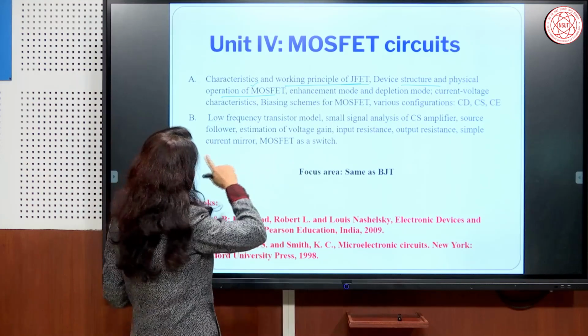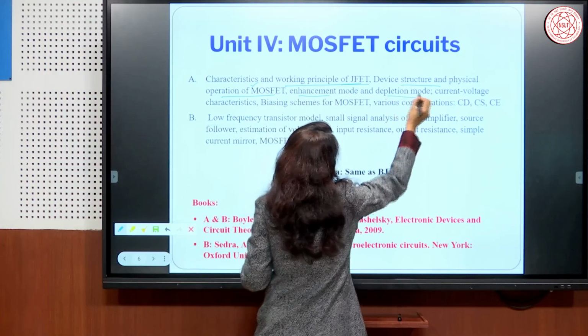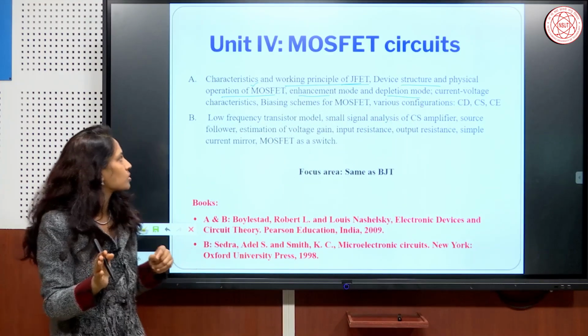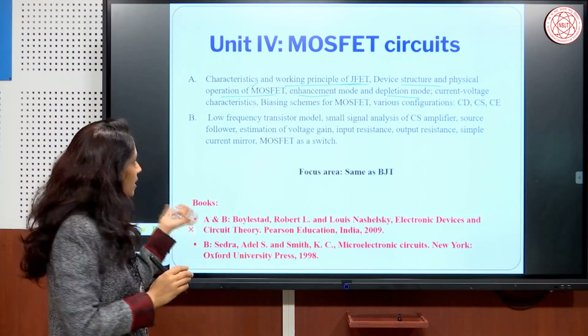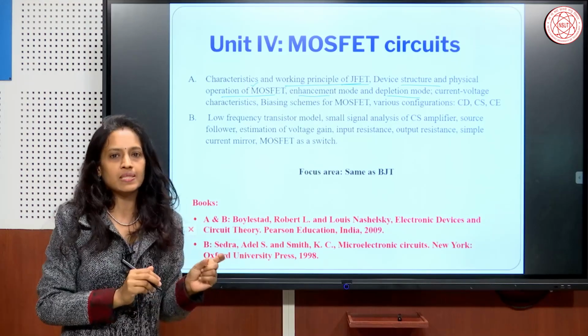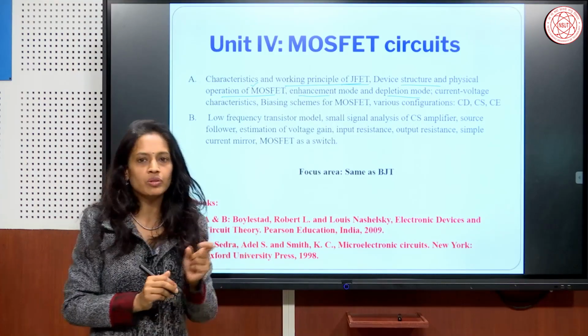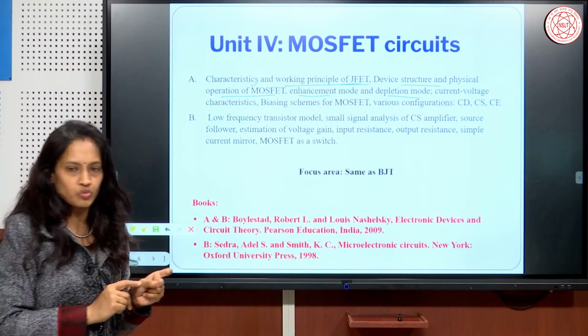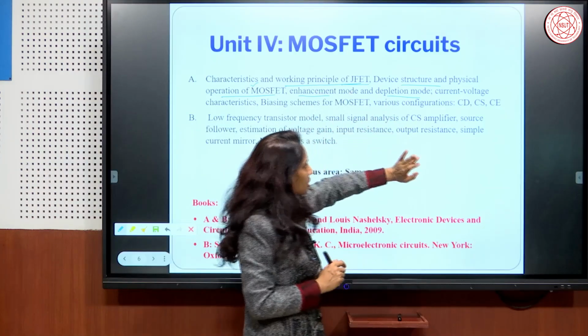So it's device structure and physical operation, then enhancement mode and depletion type mode. These are two types of modes of MOSFETs. So both modes should be clear. Basically at the time of fabrication itself, it is decided either it will act as a depletion type MOSFET or it will act as an enhancement type MOSFET. So please be clear what is enhancement mode and depletion mode.